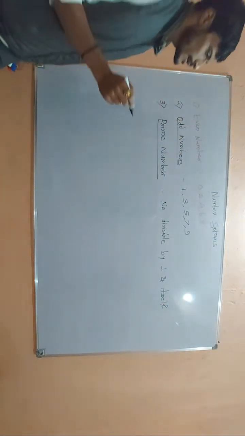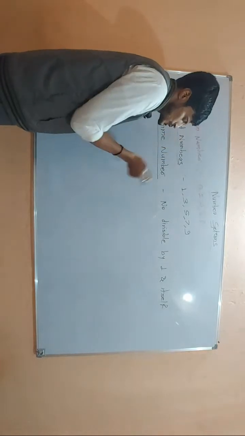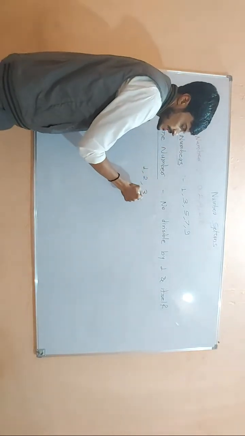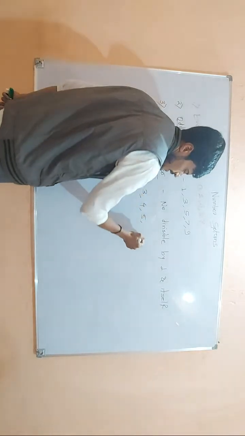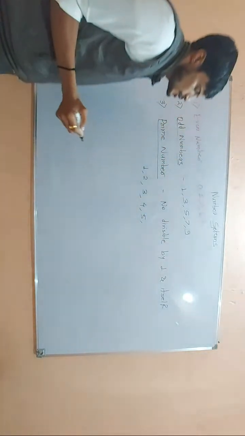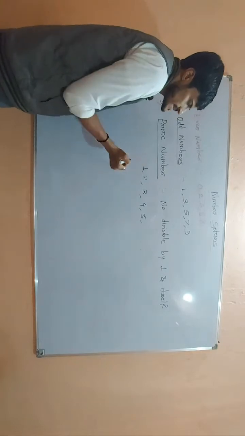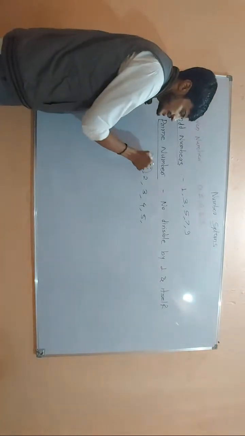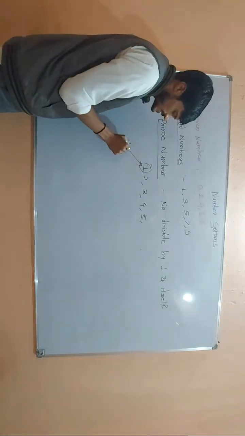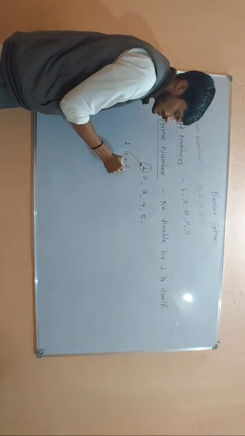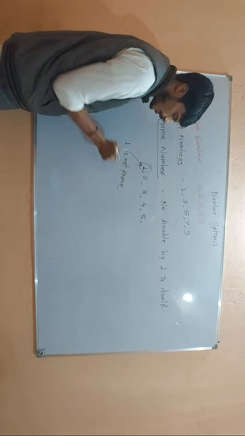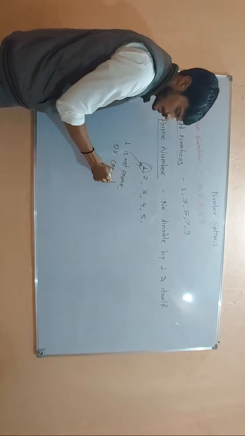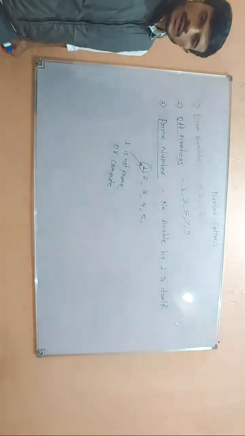So let us see here, starting from the natural numbers, the first natural number, that is 1, 2, 3, 4, 5 up to infinity. Tell me, is 1 a prime number or not? No. Always remember that 1 is not prime or composite.